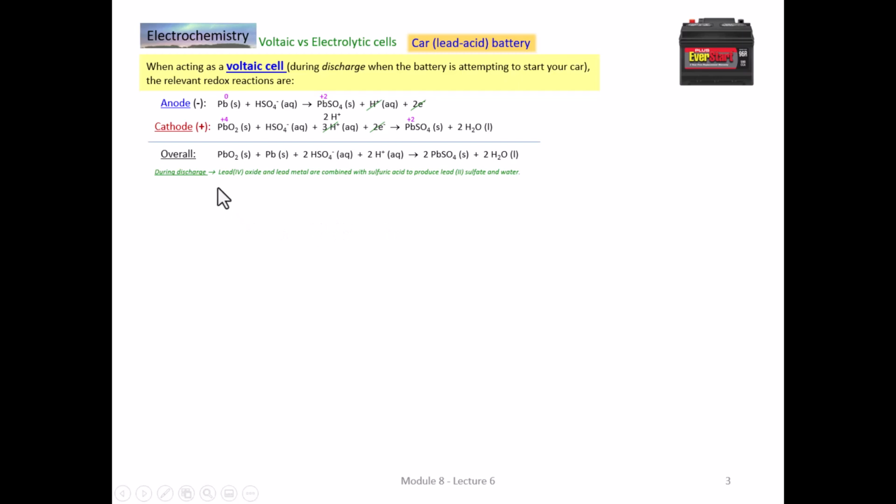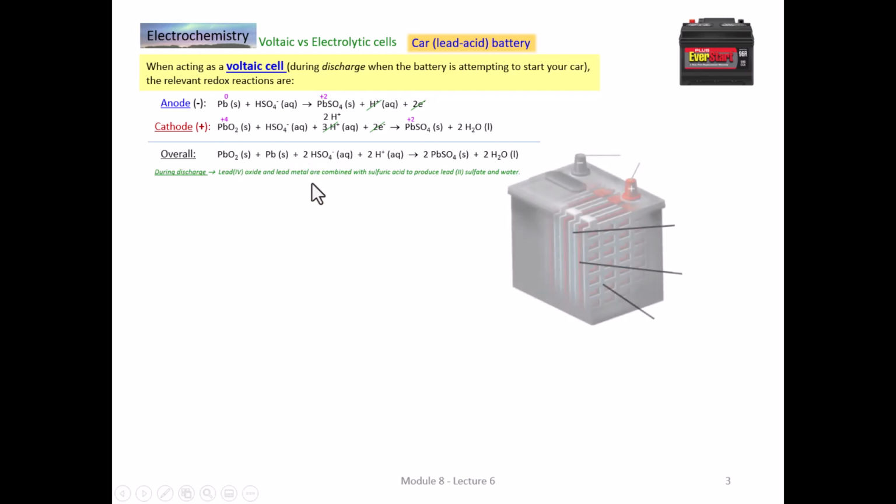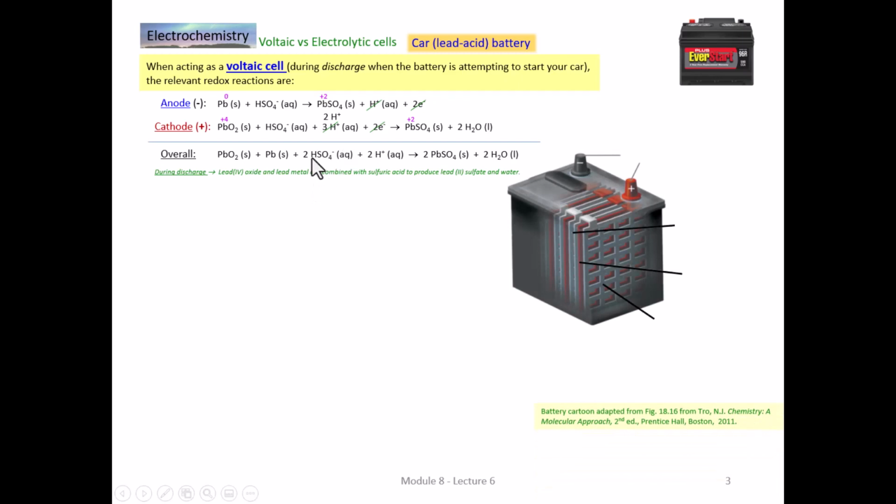So during discharge, when it's acting as a battery, or as I should say as a voltaic cell, lead 4 oxide and lead metal are combined along with sulfuric acid, because as I'll point out soon, sulfuric acid is really the combination of these hydrogen ions and hydrogen sulfate.